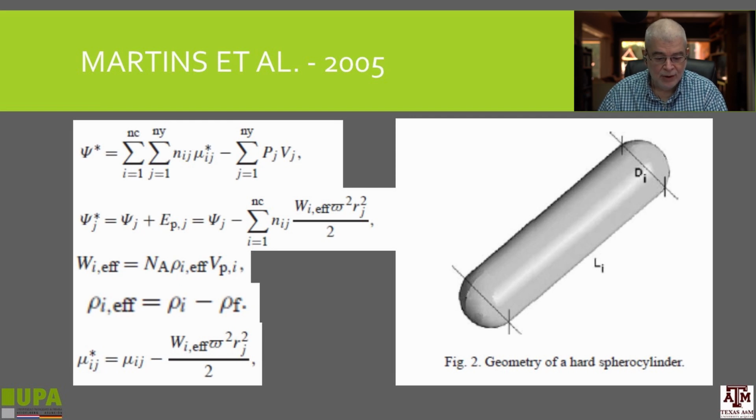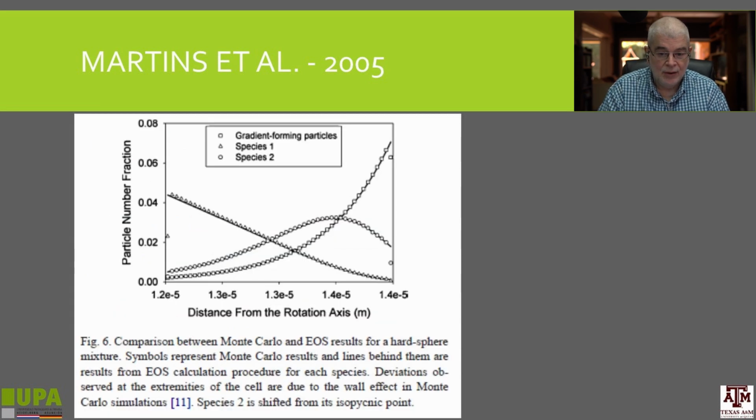And then off we went with these calculations, and these are comparisons of the results from this sort of TVN flash with, again, Monte Carlo simulations. The results for hard spheres are here. The results are essentially identical, with exceptions at the edges because of edge effects in the Monte Carlo simulation. But in the bulk of the system, the match is essentially perfect.